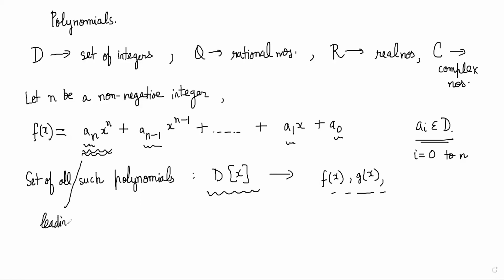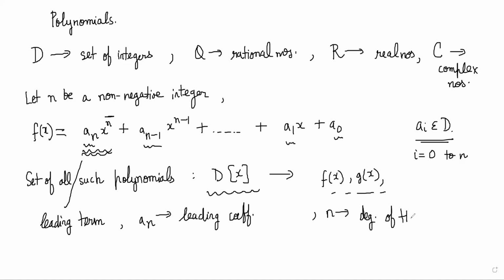Now this term is known as the leading term. The largest degree term is the leading term, and a_n is the leading coefficient. The integer n is known as the degree of the polynomial. Degree is defined for any polynomial except for the zero polynomial. What is the zero polynomial? Where each of those coefficients a_n, a_(n-1) and all are equal to 0, then that polynomial is called the zero polynomial. So degree is not defined for that.